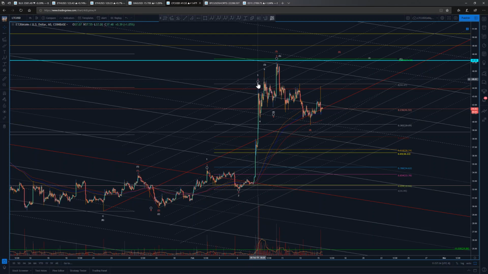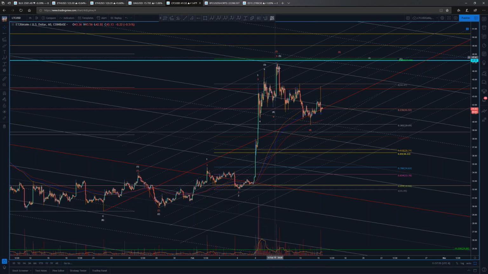up here with a running flat here, or running flat here, where the fourth comes here, and then we complete our third up at this high. Now we're working on a correction.